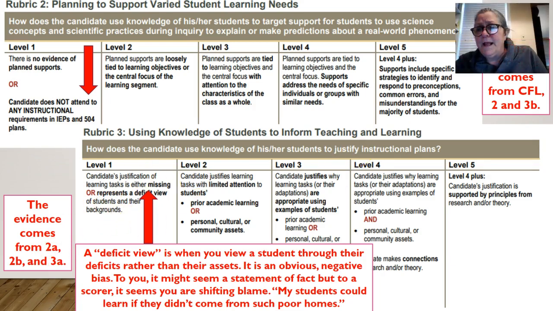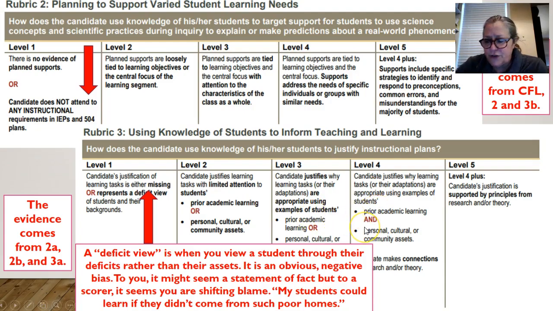So if, for instance, you say things like, my students could learn if they didn't come from such poor homes, that means that you are viewing the students from their poverty instead of viewing them as individuals who may happen to be poor. You don't want to do that. It's very negative. It takes you completely out of the equation. Why do we even have teachers then if everything depends on what goes on in the home? So we know that we can make a difference in students' lives, and that's why we're here. Okay.